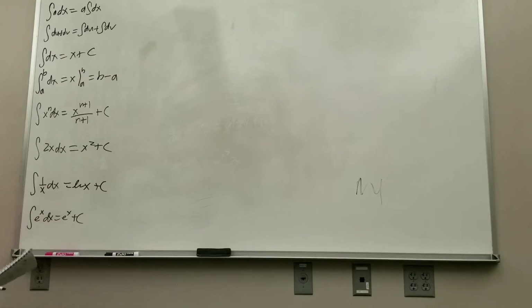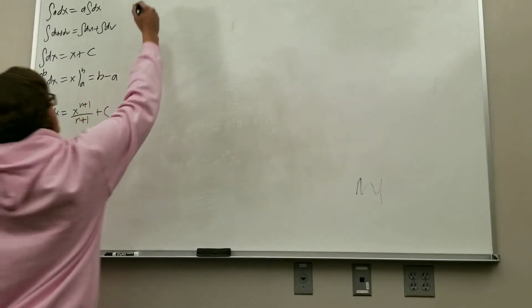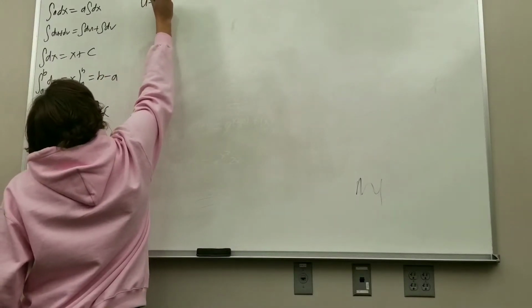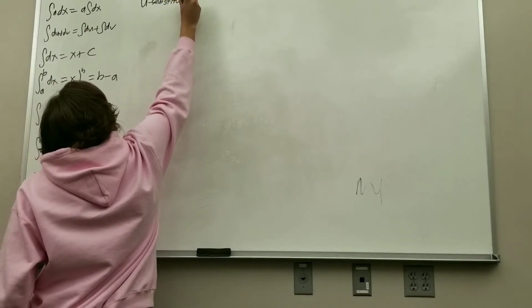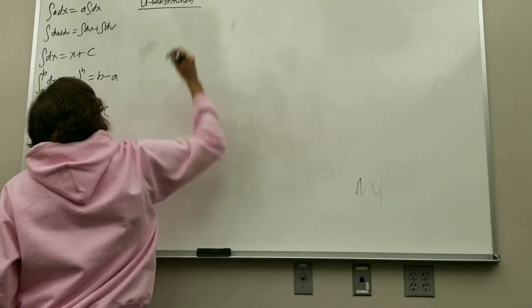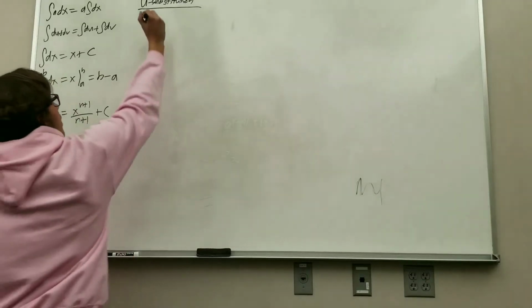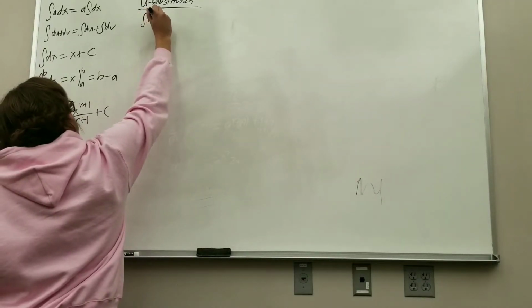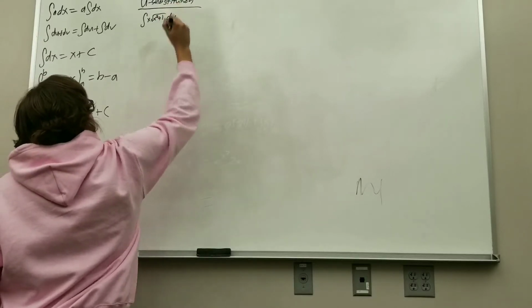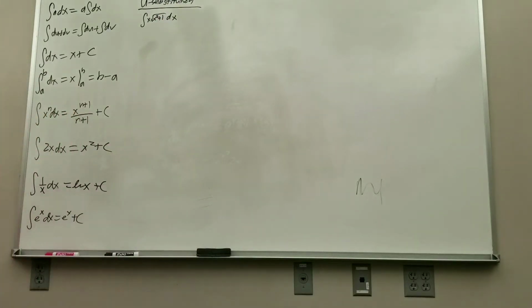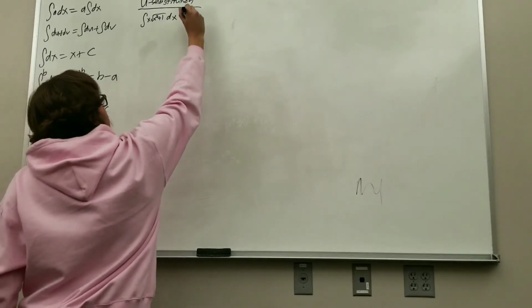And so now I want to go over two major ways you can take integrals. So u substitution. So if you have the integral of x square root of x squared plus 1 dx, you can't just think of an antiderivative for this.